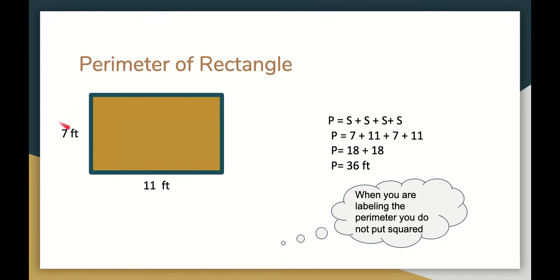Well, I know if this side on the left is 7 feet, then the opposite side, this side, must be 7 feet. And I know that if the bottom is 11 feet, the top must be 11 feet. So I have to take all of these, which I did over here, 7 plus 11 plus 7 plus 11. Don't add more than 2 numbers up at once because we can make mistakes. So we add 7 plus 11, which is 18, 7 plus 11, which is 18, and 18 plus 18 gets me 36 feet.